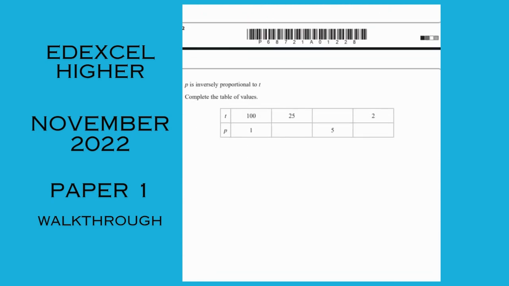Number 13. So we've got inverse proportion. Sometimes these are given in tables, as this one is, sometimes in words, but the process is the same. You're told that P is inversely proportional, which means P equals K over T. And we know some facts. When P is 1, T is 100. So times both sides by 100. We know that K is 100. Nice. And so we've got the equation P equals 100 over the value of T.